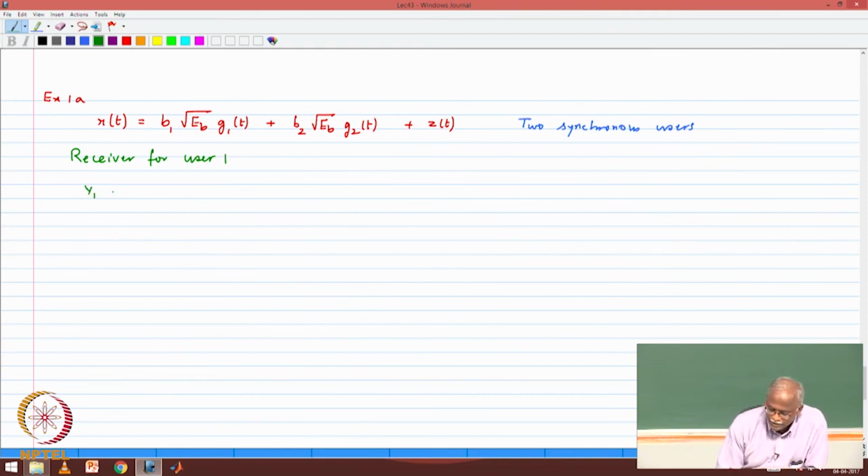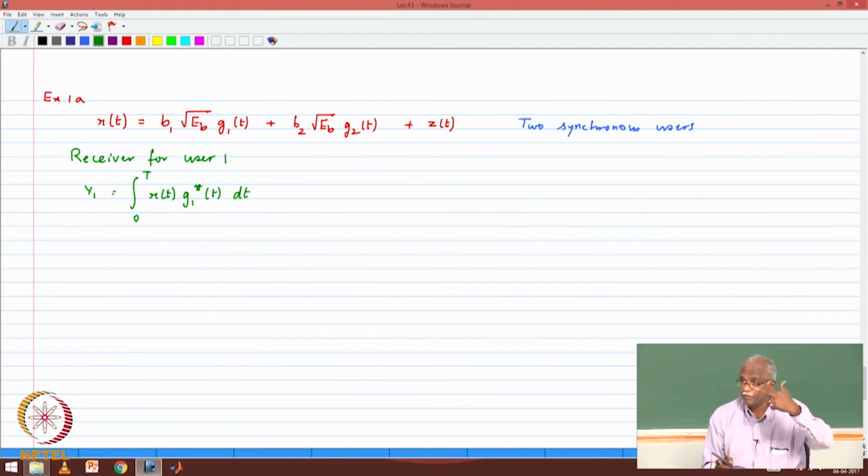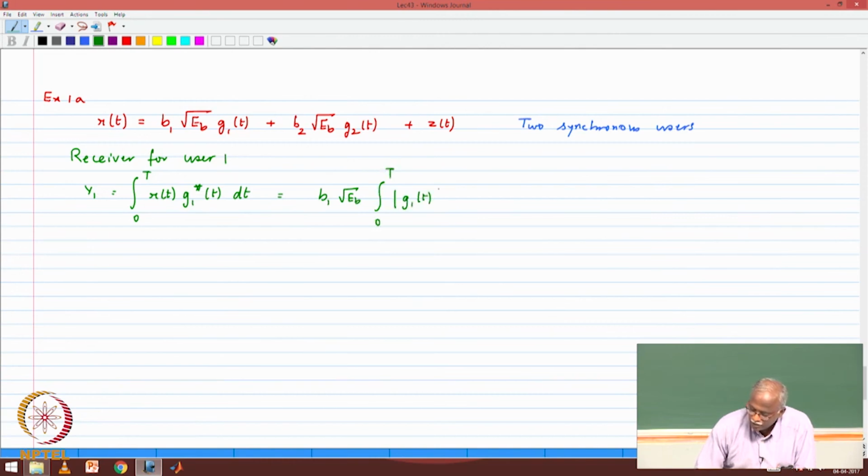So the decision statistic, if I do integral 0 to T r(t) g1*(t) dt, and if I have satisfied the properties of mutual orthogonality and self orthogonality, in this case mutual orthogonality, what will happen? The second term goes to 0 when I do the integration, because the first will be equal to b1 root Eb integral 0 to T |g1(t)|² dt. Now that is equal to 1. So we have gotten the desired signal.